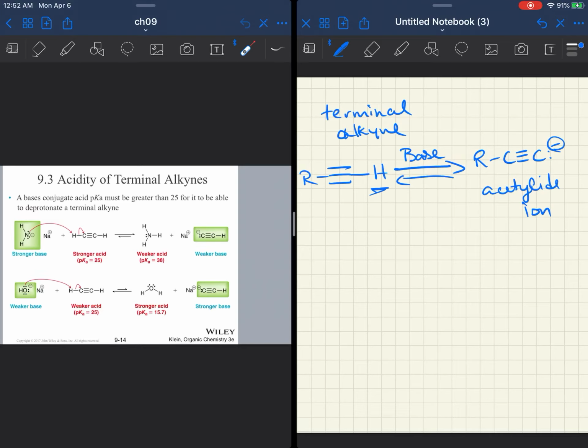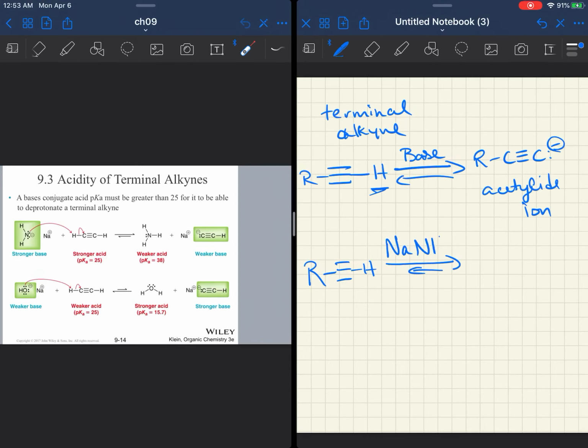What you need is an amide base. This is a much stronger base. NH3 is a base, and that is the conjugate acid of NH2 minus. The amide ion is going to be a much, much stronger base for us.